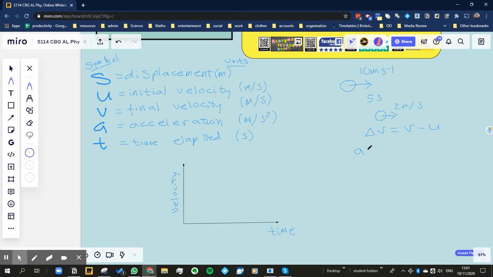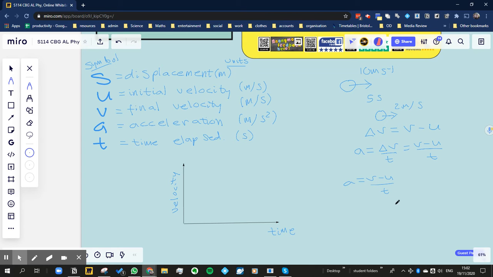Now, acceleration is equal to the change in velocity divided by the time it took to change, because it's the rate of change in velocity, how quickly the velocity changes. So that's going to end up being v minus u over t. And that's an equation that you often use at GCSE, and we continue to use at A level, but it just gets rearranged a little bit. So we've got a is equal to v minus u over t.